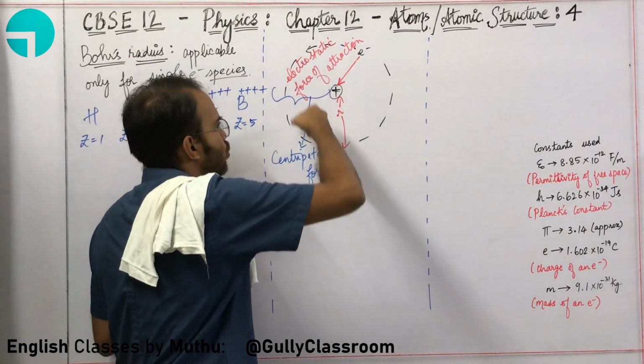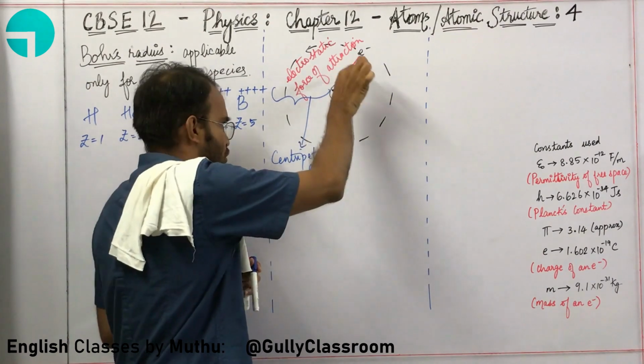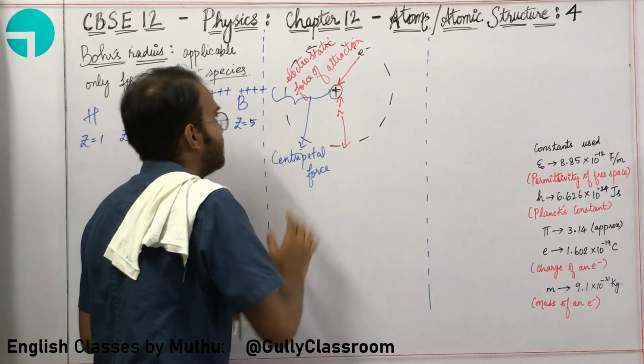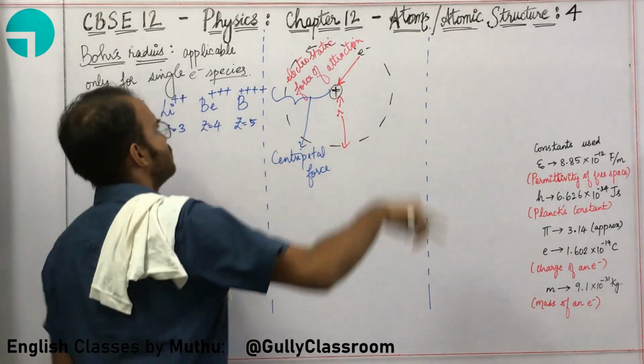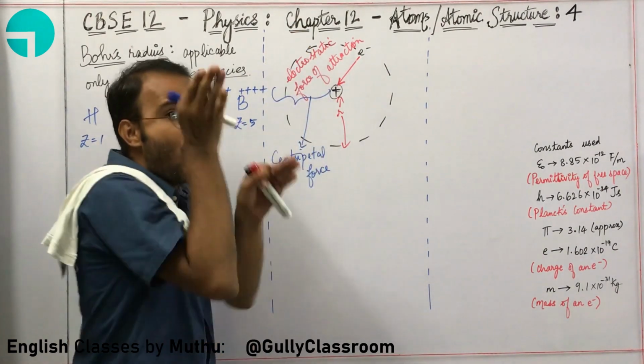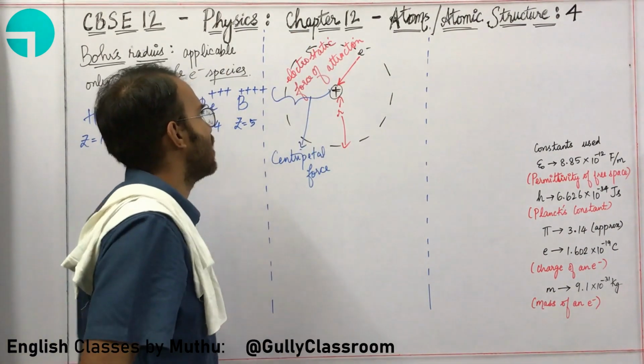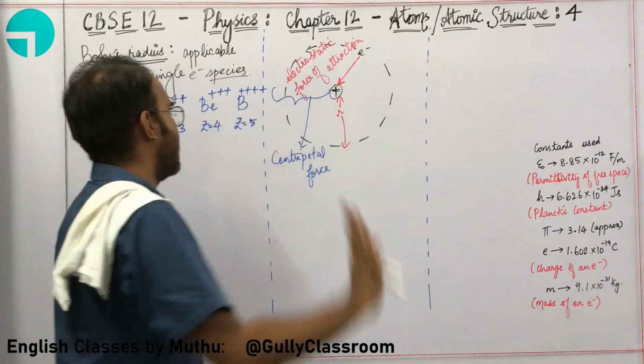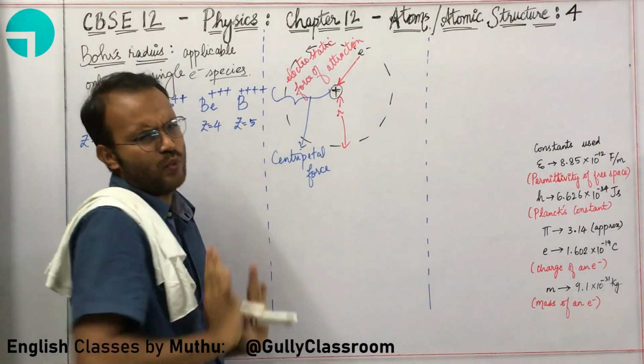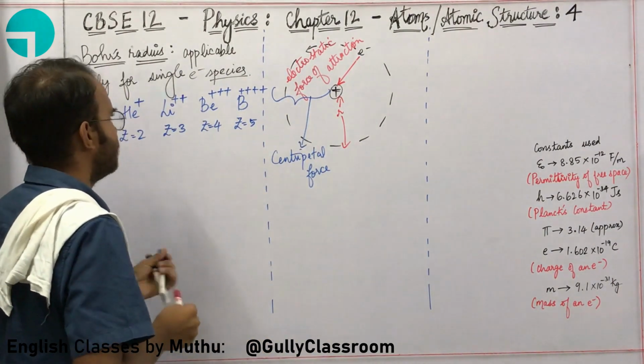For the electron to revolve around the nucleus, it needs a centripetal force, and the centripetal force is provided by the Coulomb's force or electrostatic force of attraction between the nucleus and the electron. So let us equate both of them.